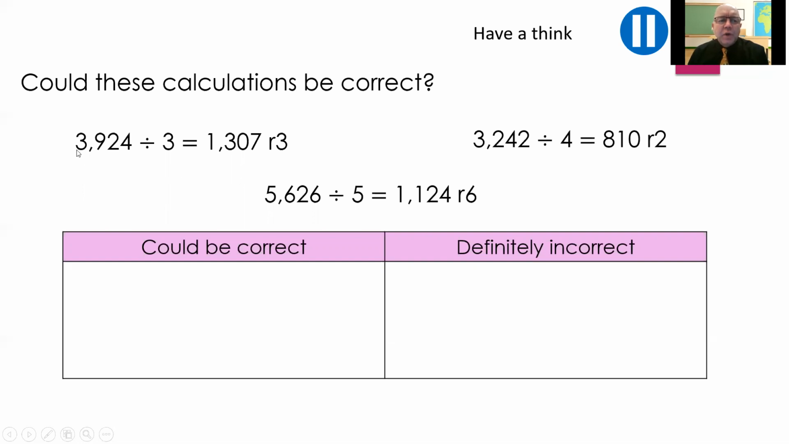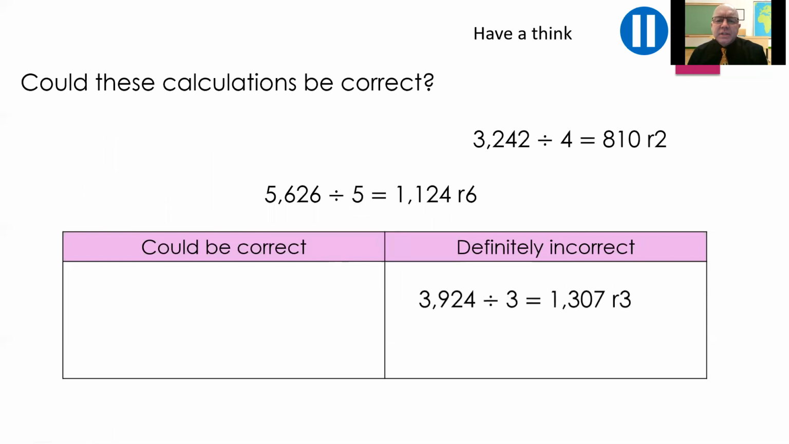Right, well, let's look at the first one. 3,924 divided by 3 equals 1,307 remainder 3. Hopefully, you've all realized that this definitely can't be correct. And the reason for that is this remainder. We've got a remainder of 3 that's the same size as the divisor. We're dividing by 3 and we've got 3 left over. So that's not possible, because the 3 will fit into that remainder and we can just add another 1 onto our answer. So that is incorrect. You cannot have a remainder the same size as the number you're dividing by.